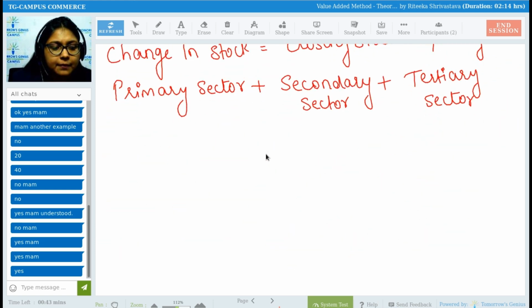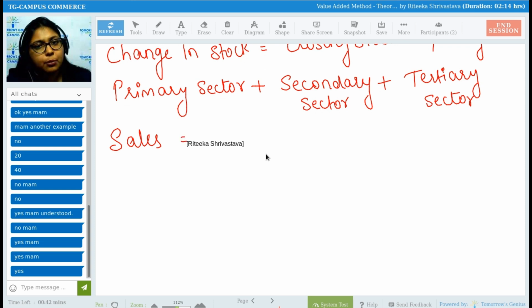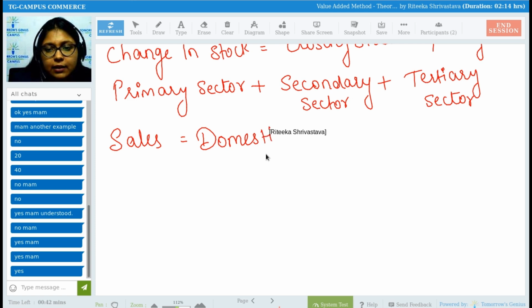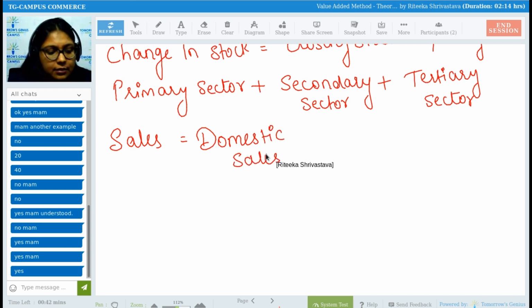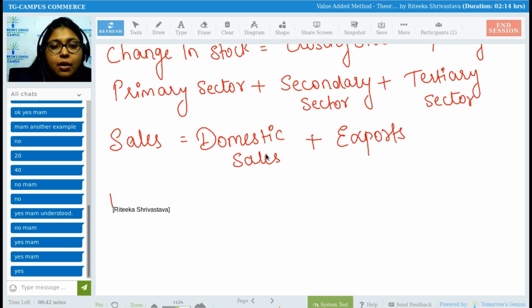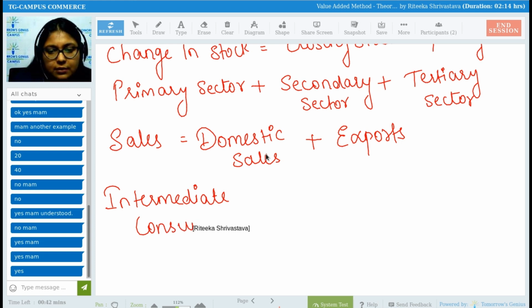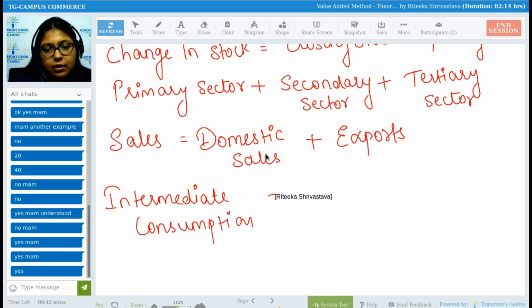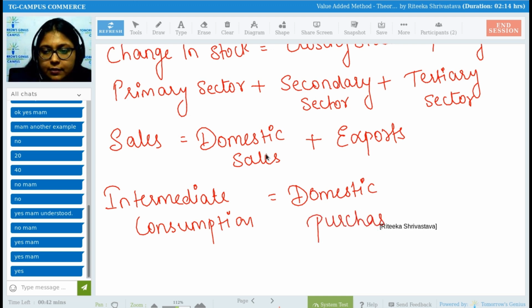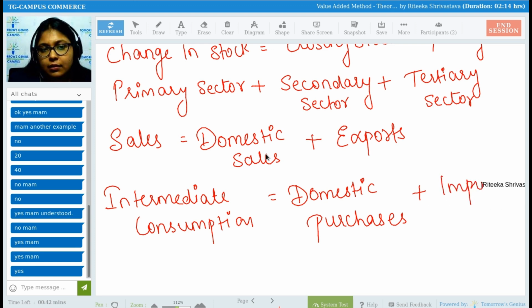Then, for sales, if the sales term is directly given, well and good. But if domestic sales is given, then the formula is domestic sales plus exports. Same, if intermediate consumption is directly given to us, then well and good. If not given, then the formula is domestic purchases plus imports. So this is the most important formula.